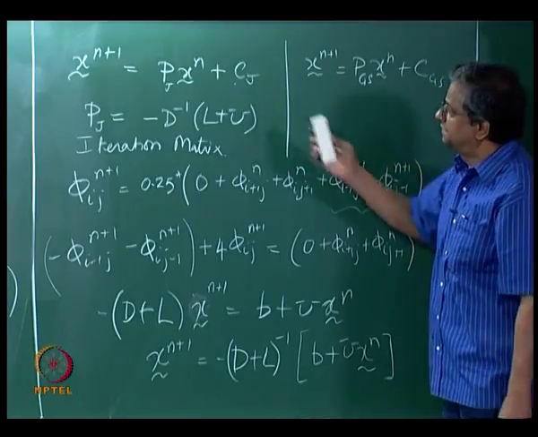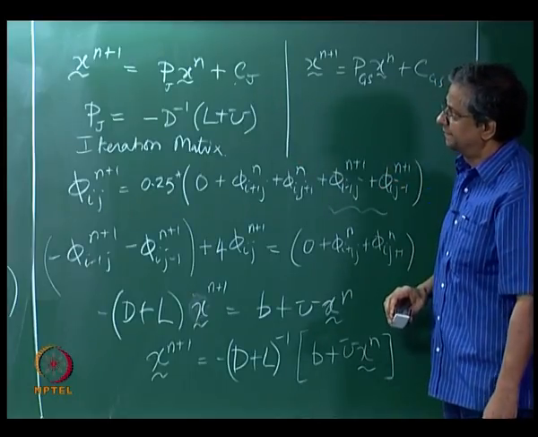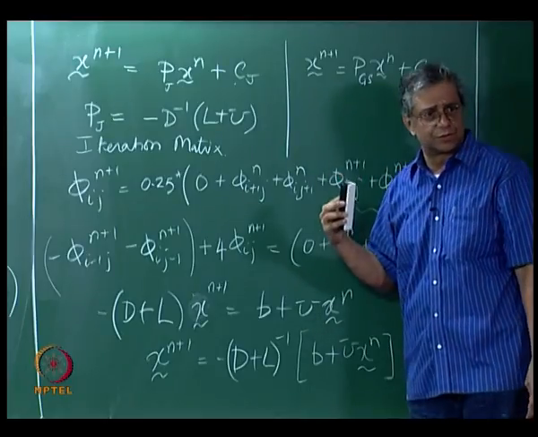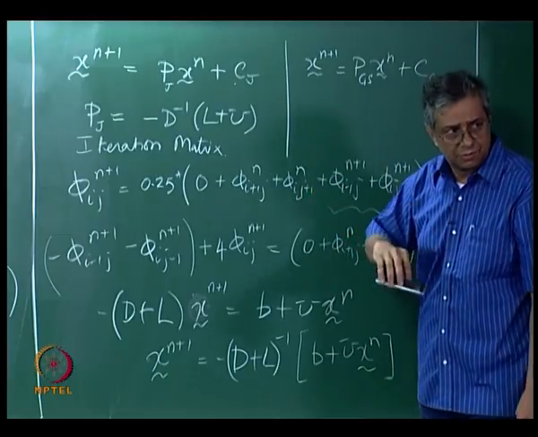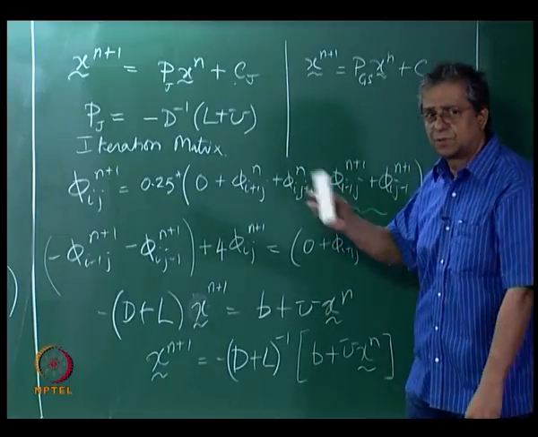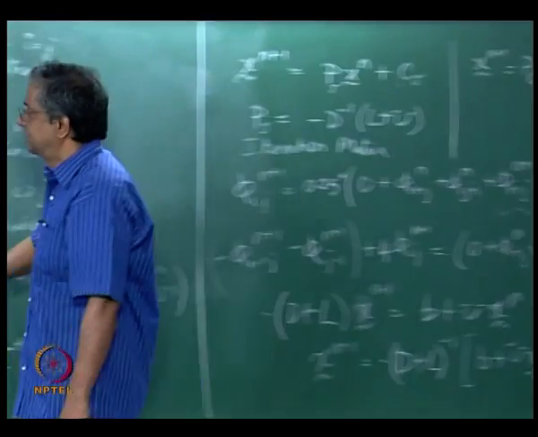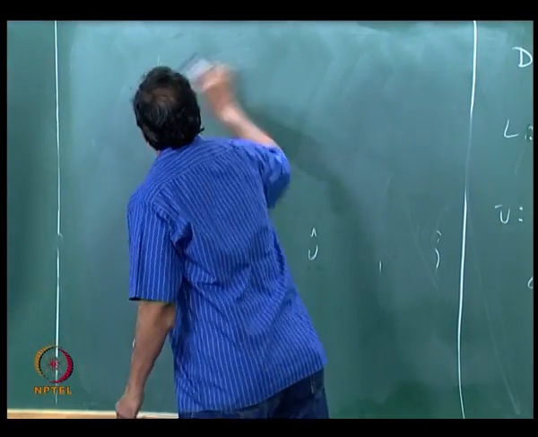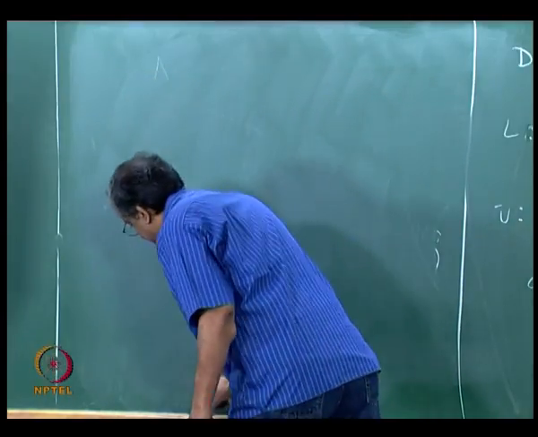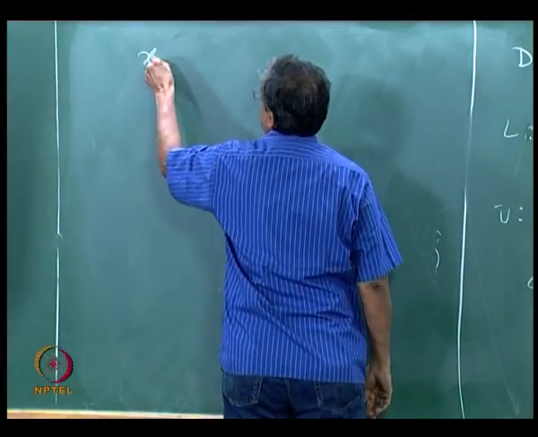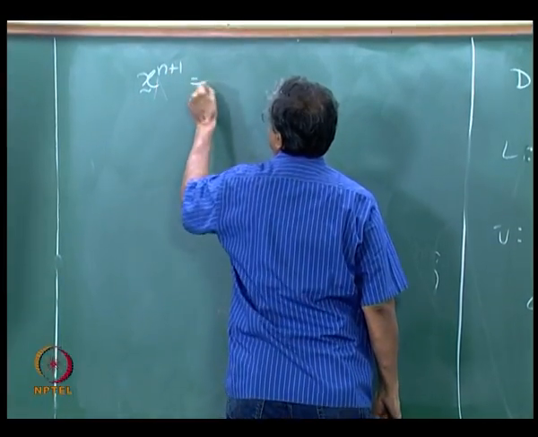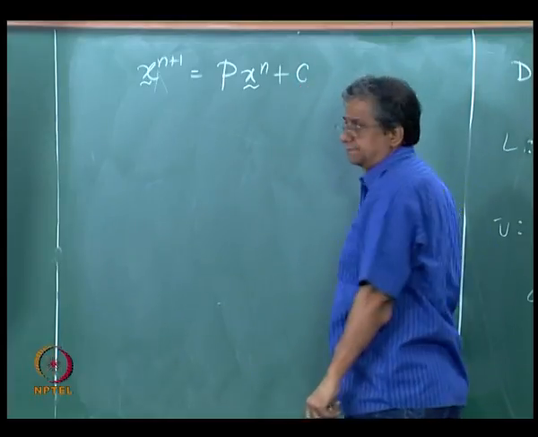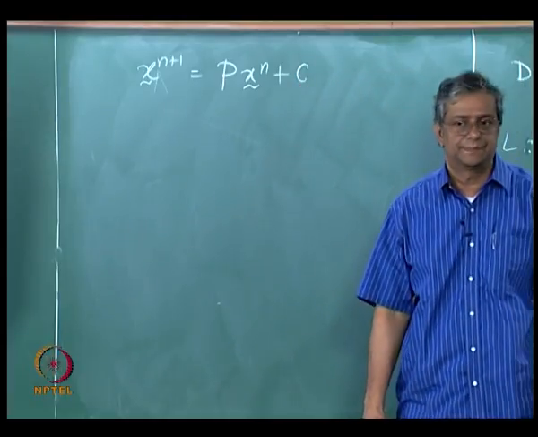So we start with this equation, and I will just write this in this general form, whether it is Gauss Seidel or Jacobi iteration, whatever iteration, we will see how to do the analysis for that. So coming back here, the general form that we have is x at n plus 1 is some P times x at n plus a C. This is the general form that we have. Is that okay?